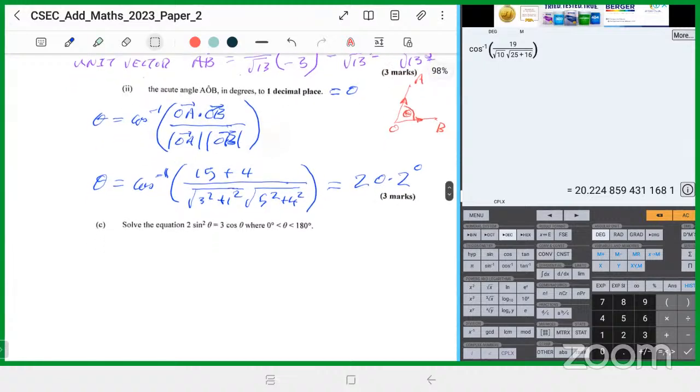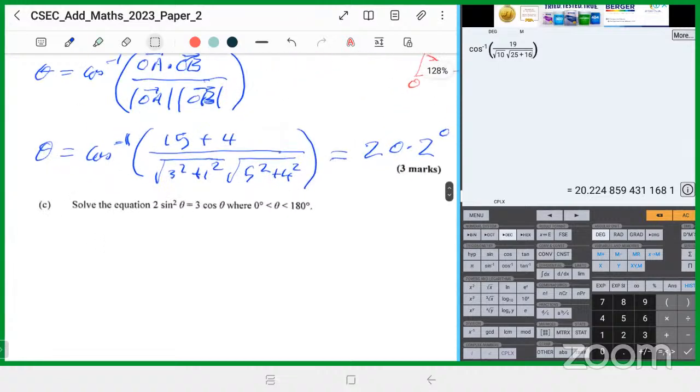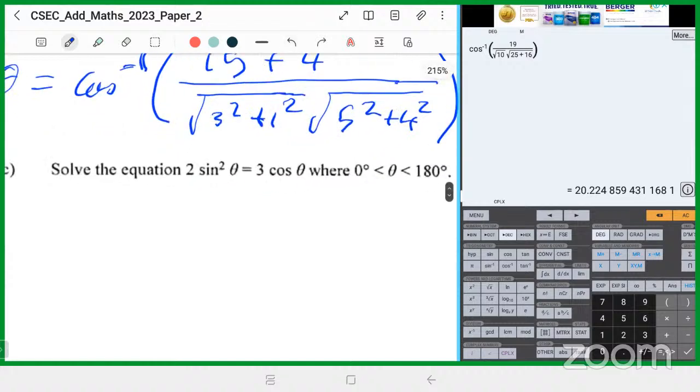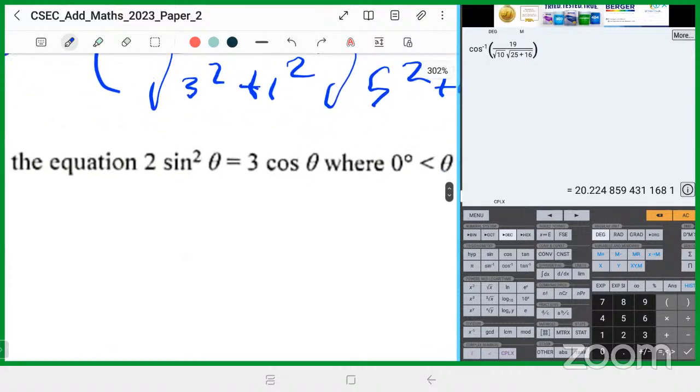Next part says we have to solve this equation. This is a classic equation to solve. We have the combination of sine squared and cos. Remember that the sine squared can be written as 1 minus cos squared. That's the process we're going to use. That is the same as 1 minus cos squared theta. And we are multiplying it by this 2.